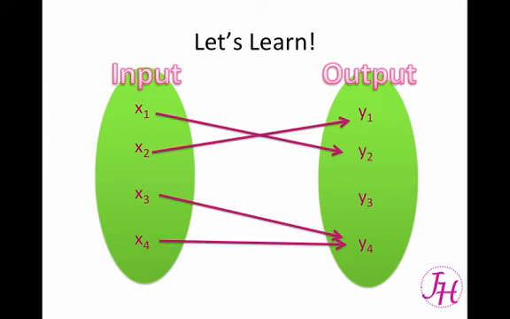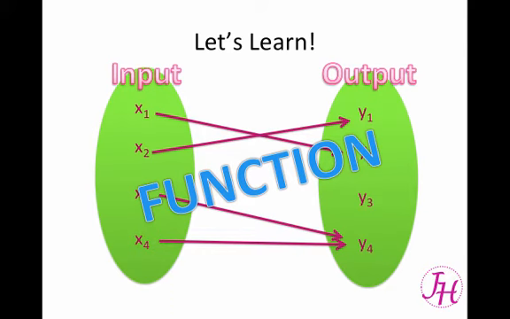Now you can have two different inputs giving the same output, but you cannot have two of the same input giving two different outputs. So this is a function. You can have two x values giving you the same result or the same y value. But let's look at what's not a function.